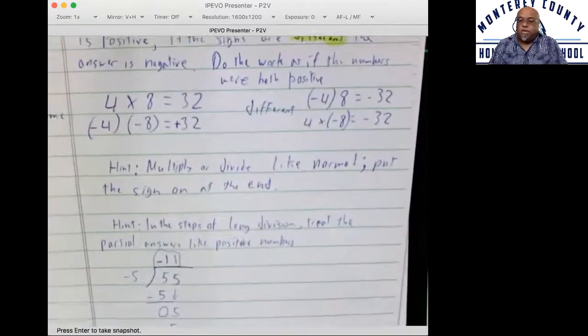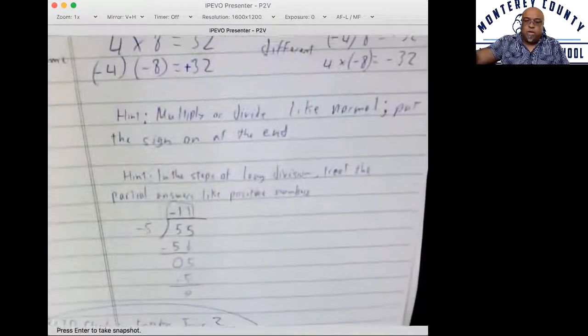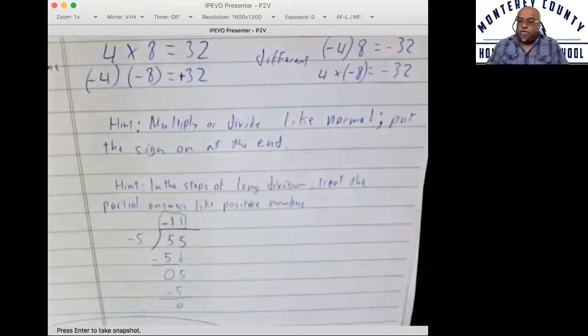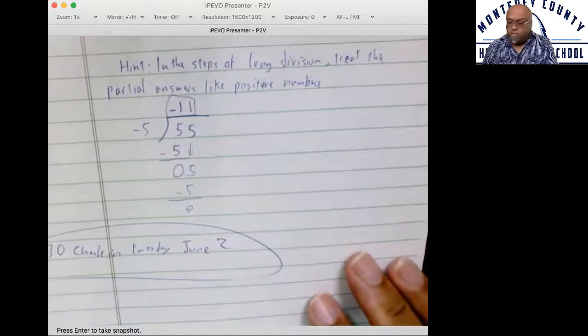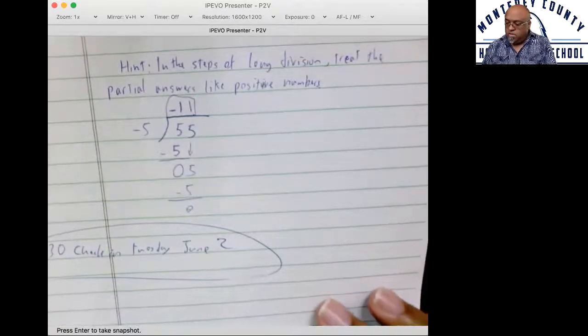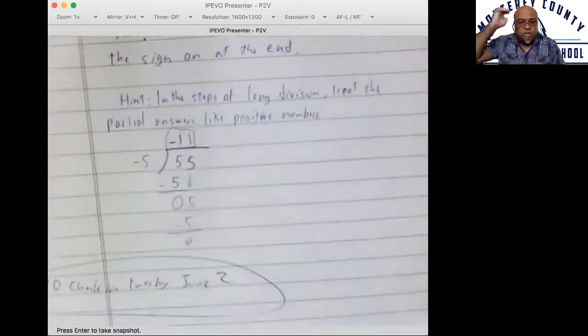Now, let's take a look at a division problem. I'm trying to get this to a higher spot on the page. Hold on just a second. There we go. That should be pretty easy to see.